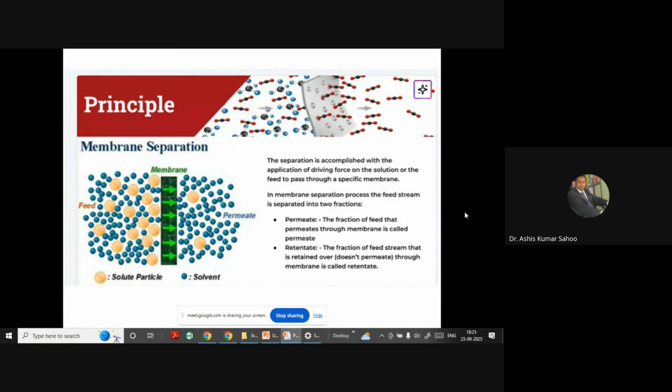In the membrane separation process, the fluid stream is separated into two fractions. Permeate: the fraction of fluid that permeates through a membrane is called permeate. Retentate: the fraction of fluid stream that is retained over the membrane is called retentate. So these are the two terms used in membrane separation, permeate and retentate.